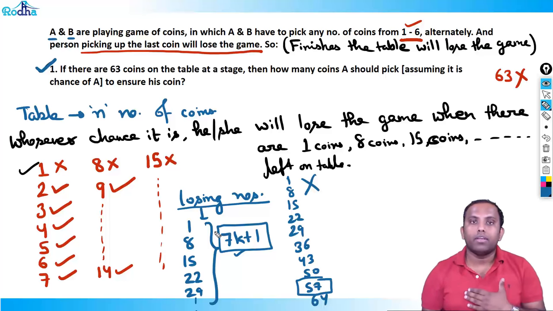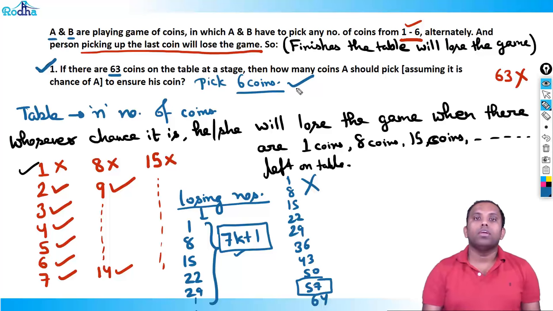So if it is my chance, I can bring the game down to 57 by picking how many coins? There are 63 coins now, so I can pick 6 coins. I will always win the game because 57 is a losing number. All the numbers of the form 7k plus 1 are losing numbers, right? So 57 is a losing number. Okay, very important funda. I hope you got it. This is a very, very important funda.